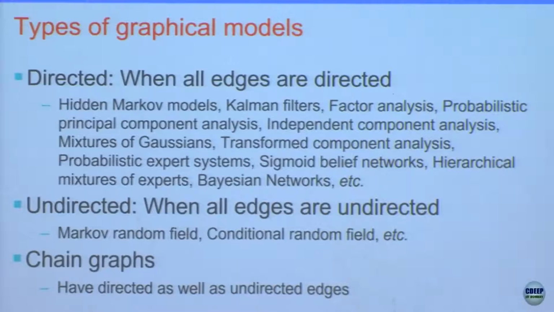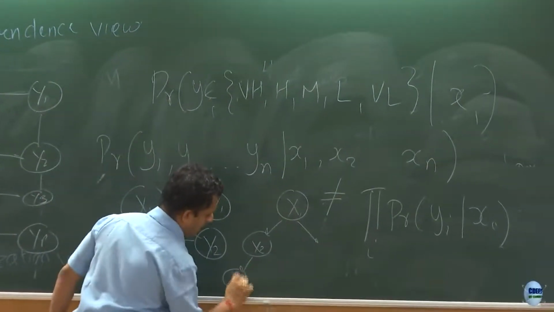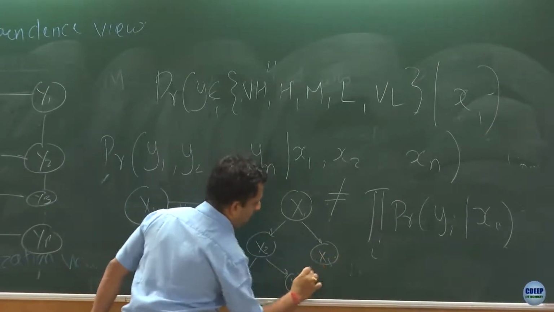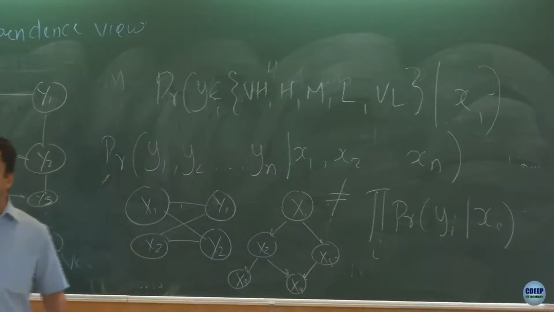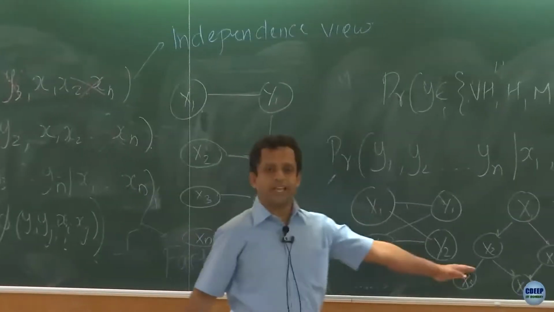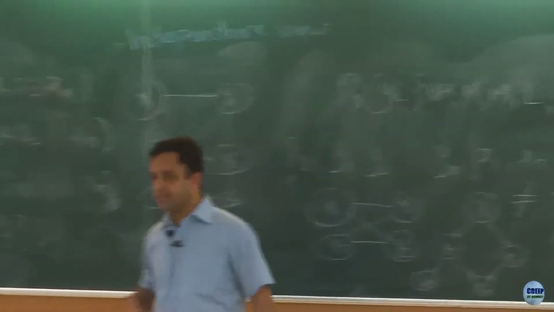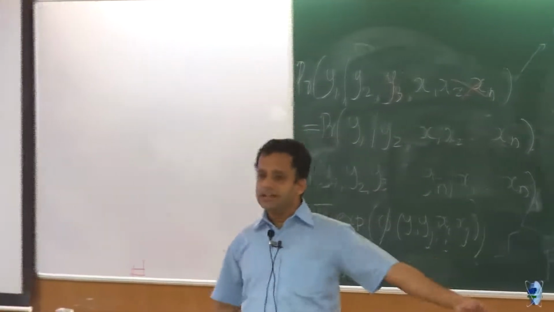So directed graphical models, the most popular example we will take is the Bayesian network. All edges are directed. x1 goes to x2, from x2 you have x3. It has to be a DAG structure, a directed acyclic graph. So you can't have directed cycles, you can have undirected cycles, but all edges are directed.